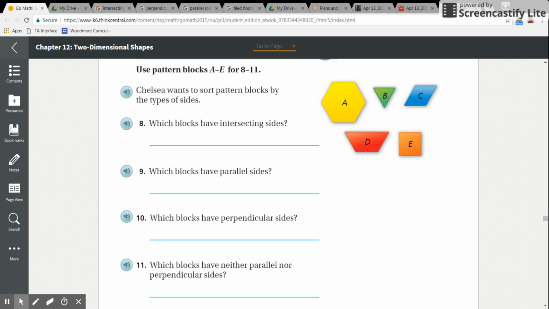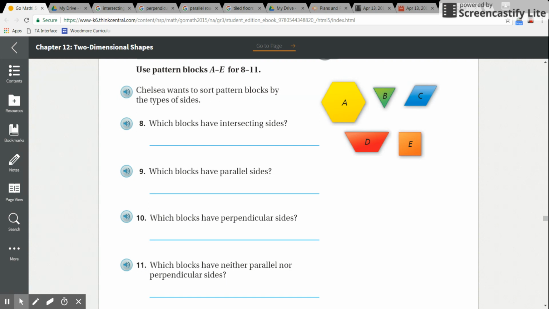For the next part here, I'm going to explain it and you're going to work on your own for a little bit. Use pattern blocks A through E, so A, B, C, D, and E. And you're going to sort them. You're going to sort the pattern blocks by the type of sides. So you're going to have to look. All right, so which blocks have intersecting sides? So if you think block A has intersecting sides, you would put just A on it. If you think B has intersecting sides, you would put B. For each one, it's going to have a couple different letters. You can use the letters more than once. So A might be used in all of them, or maybe it's not. I'm not going to tell you.